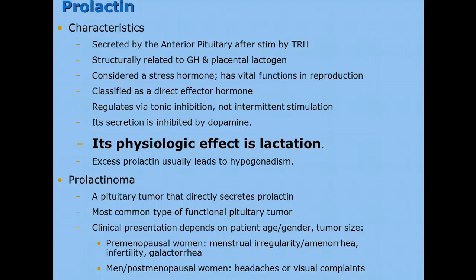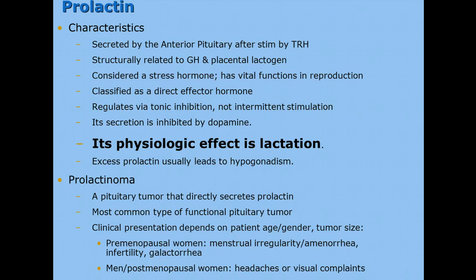The next one is prolactin. Prolactin is just as it sounds, which makes it kind of an easy one to memorize. Its physiologic effect is lactation, as you can see that I have in the middle. It's secreted by the anterior pituitary after stimulation by the thyrotropin releasing hormone. It is actually related to growth hormone and human placental lactogen. Sometimes you'll hear about human placental lactogen. That also is involved in lactation. It's considered a stress hormone. It has vital functions in reproduction, especially the lactation.